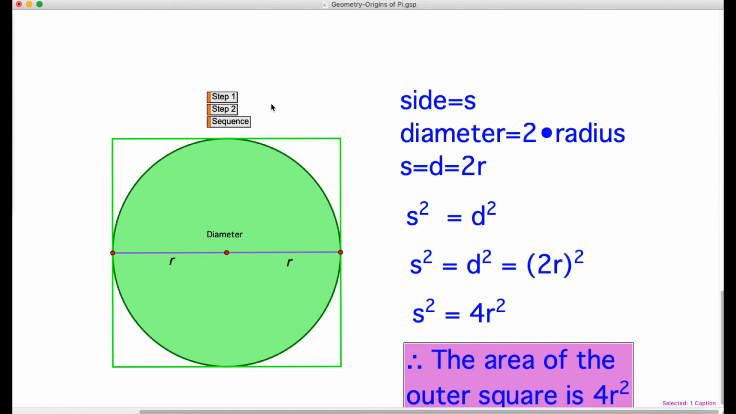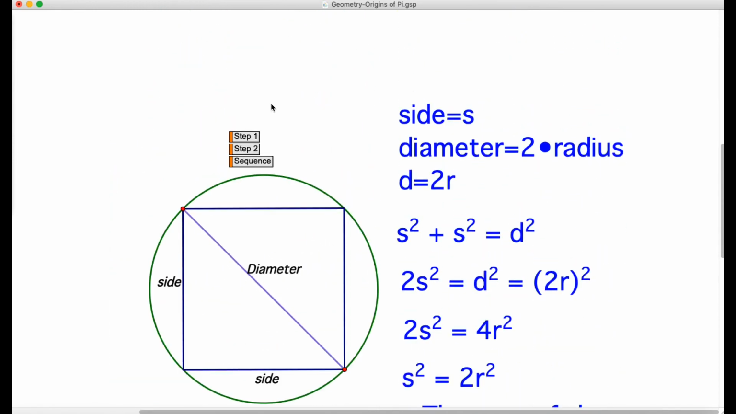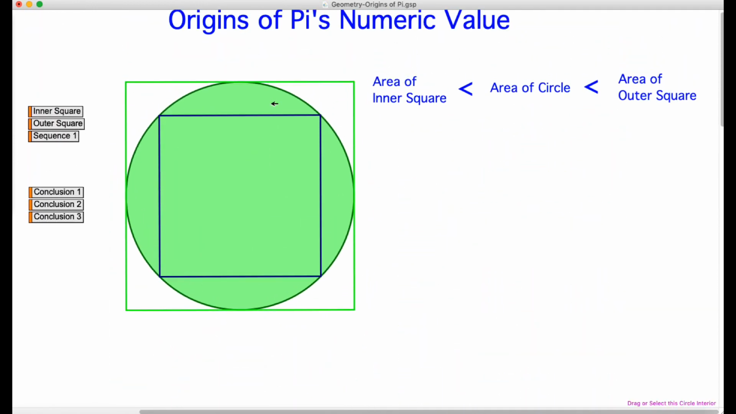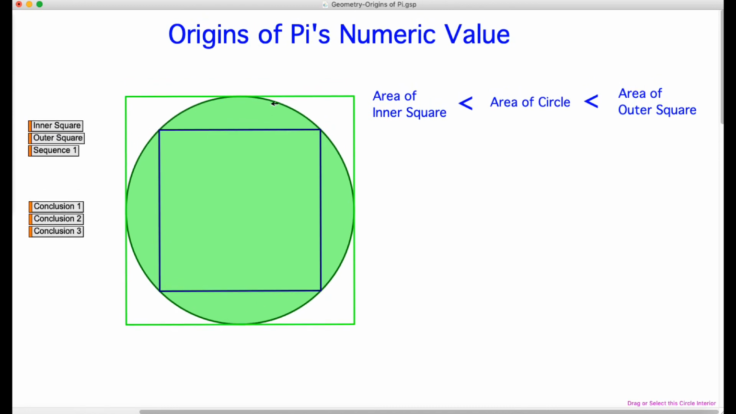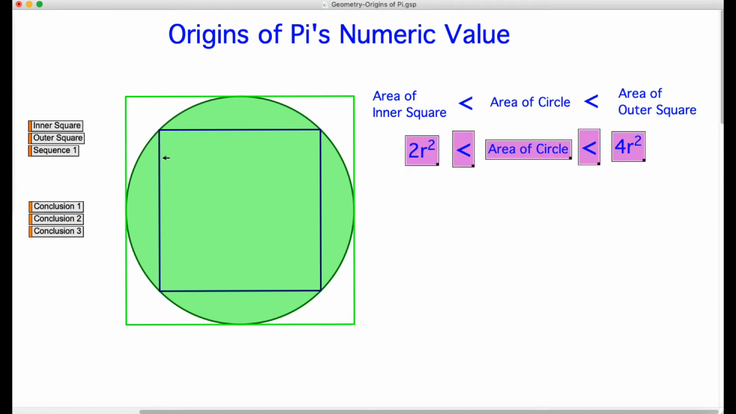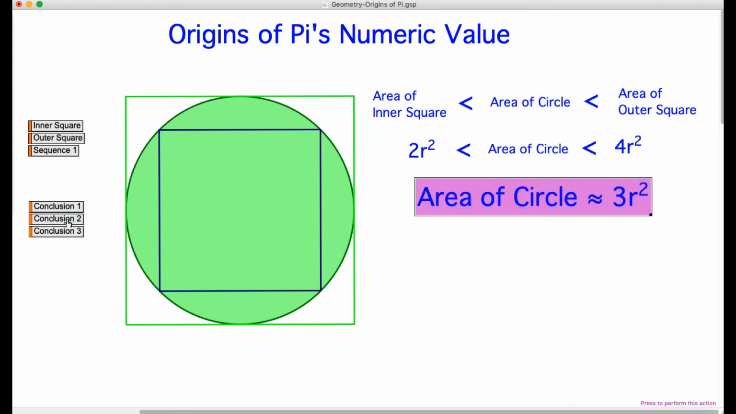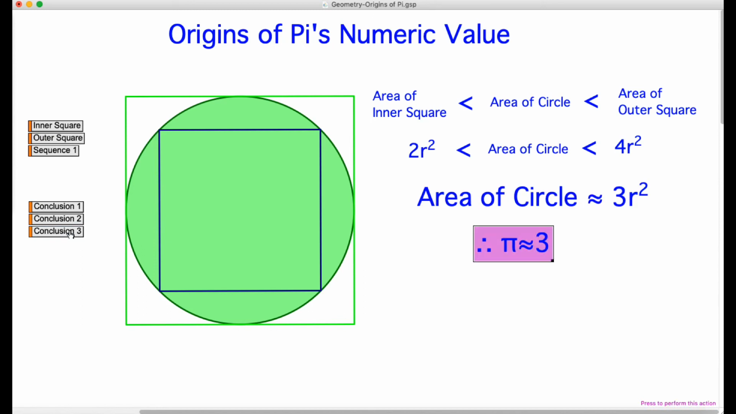So now let's go back to our original relationship between the areas of the squares and the area of the circle. And let's look at some things. Let's substitute some values. Well, I know that the area of the inner square is 2R squared, and the area of the outer square is 4R squared. So I can say that the area of the circle is going to be between 2R squared and 4R squared. So at this point, we can say that the area of the circle is approximately 3R squared, which means that pi would be approximately 3.